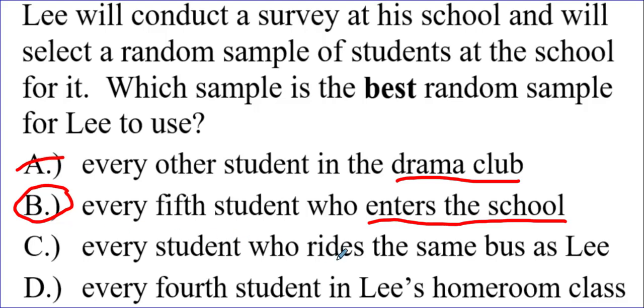Choice C, every student who rides the same bus as Lee. Well, that's being a little bit too specific. Not going to be random if we're only choosing the kids on the same bus as Lee. Choice D, every fourth student in Lee's homeroom. Okay, if we're only asking kids in one homeroom, what if that homeroom was like the advanced algebra kids? They might have certain opinions, not bad, but that might not fully accurately represent the general population at the school. So we're looking for something that is not potentially that biased, but going to be more general, more random, and choice B is the one that does it.